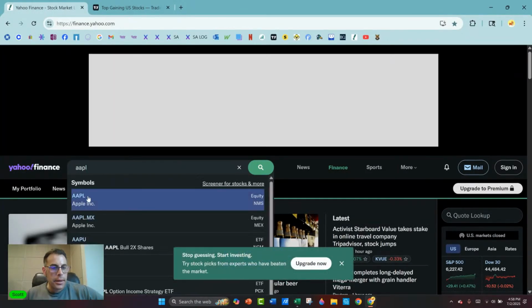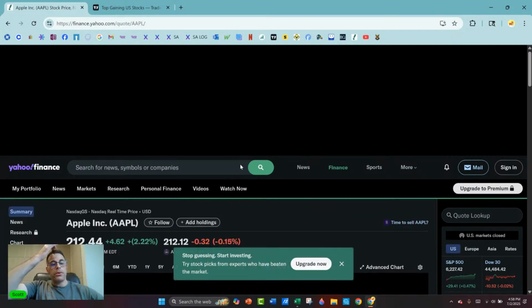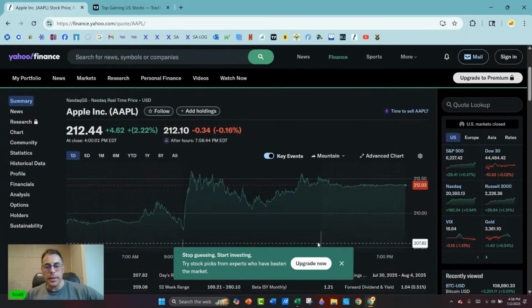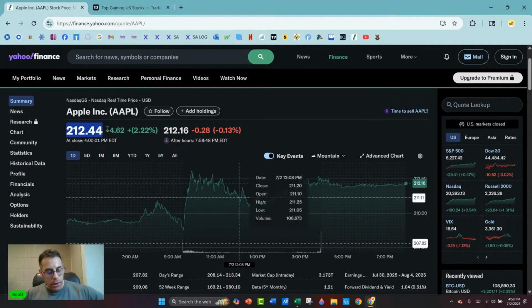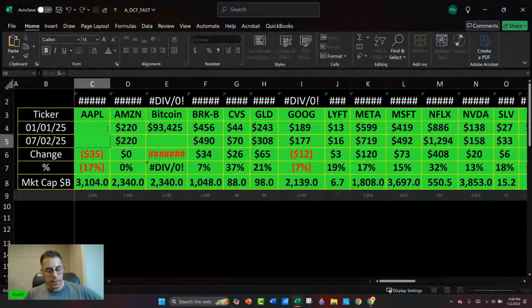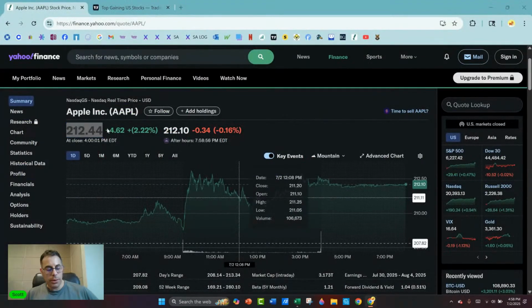How did Apple do today? It's not doing that well this year. Apple is one of the worst performing stocks of the big companies. So it's 212.44. That's what it closed at. And the market cap is 3173.